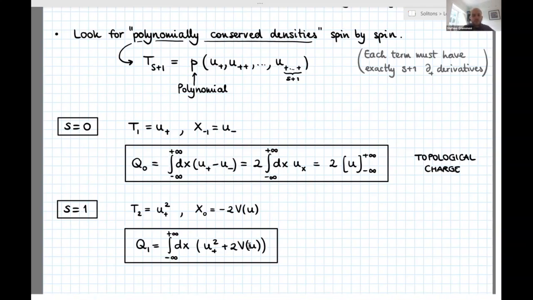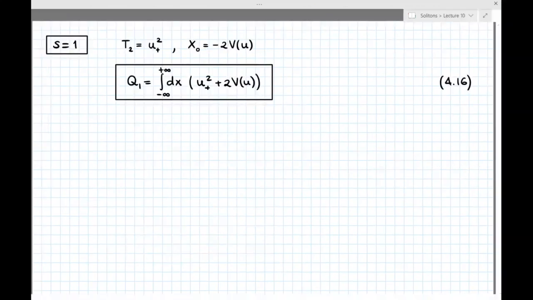We'll continue from here, and I will now go to full screen. This is where we are again. 4.16 is Q1, the conserved charge of spin 1. Before we proceed, let's make an important remark.